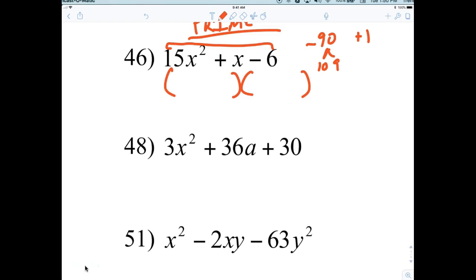Everybody with me? So now, watch the pattern. Inside our parentheses, it'll have to be 10 and 9. For the 15, I'm going to put what? 5x and 3x, and then 3 and 2, and you'll see what I'm saying. 9 and 10. And I want it to be positive, so this is positive and that's negative.